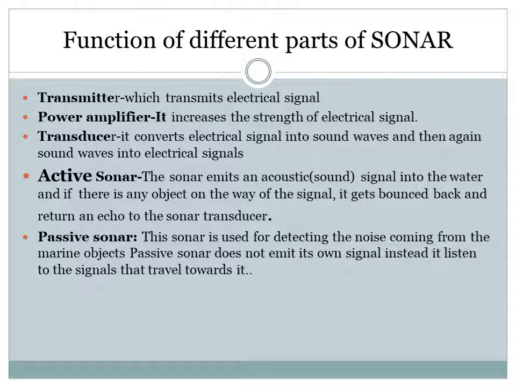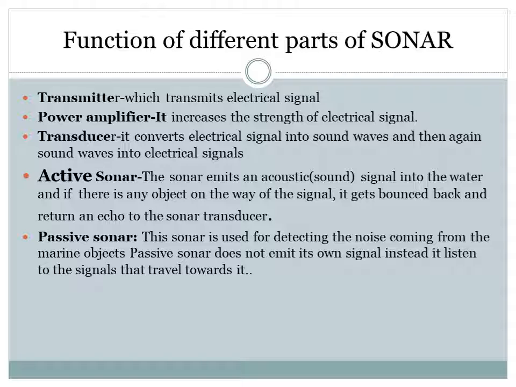Let's discuss the function of different parts of sonar. The first one is the transmitter. The transmitter transmits the electrical signal. Then the power amplifier increases the strength of the electrical signal. The transducer converts the electrical signal into sound waves and then again the sound waves into electrical signals.